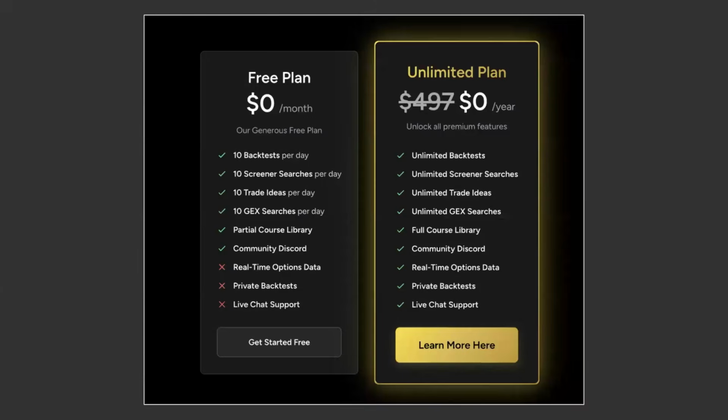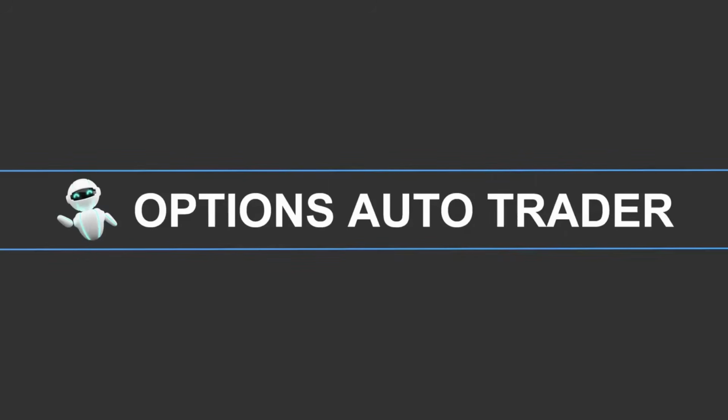I'm already spending 2,000 plus a month on this to keep that price down so that it stays free. If you do want unlimited access, if you are the 5% power user who wants unlimited backtests, unlimited screener searches, unlimited trade ideas, and things like that, then you can do that by getting unlimited access through the Options Auto Trader.